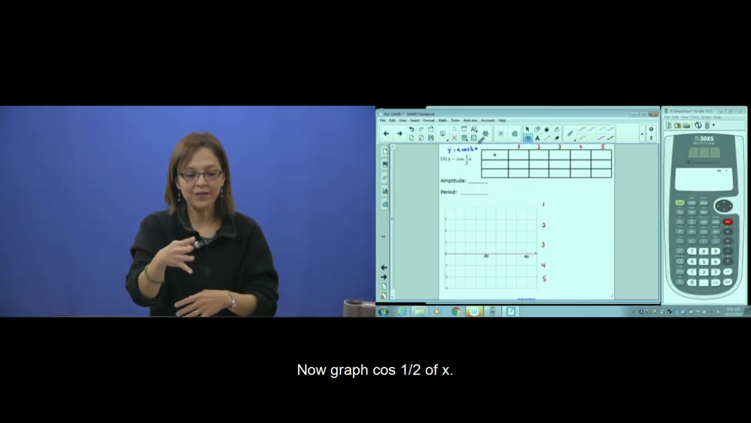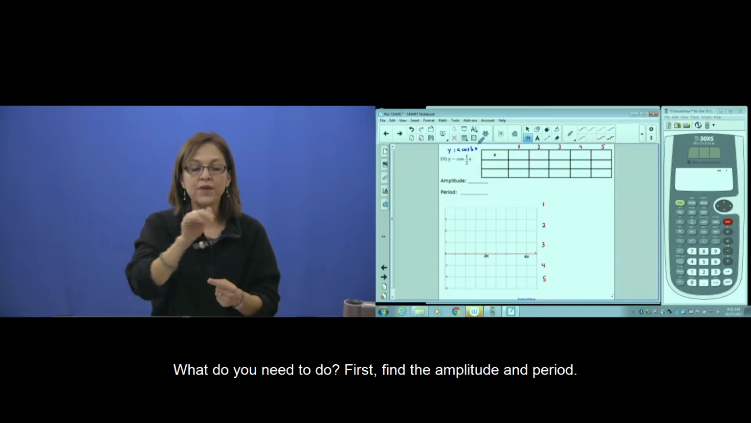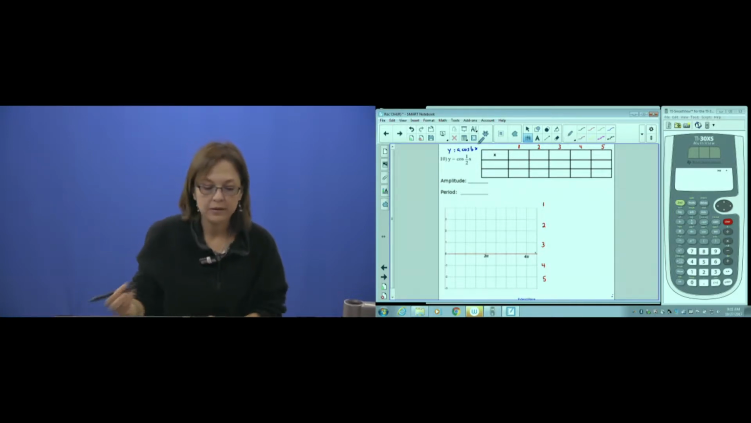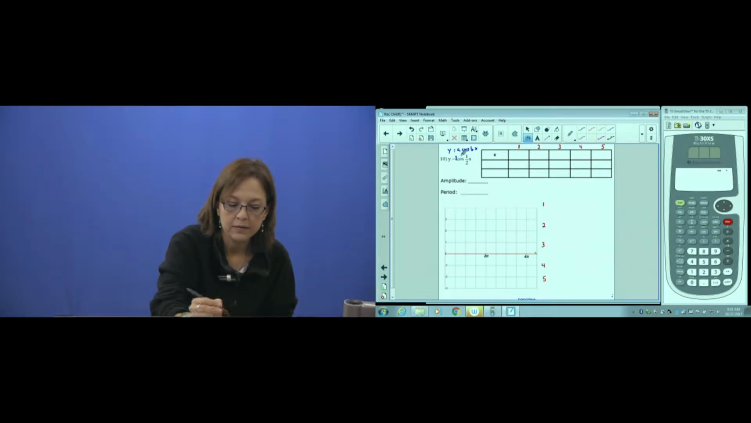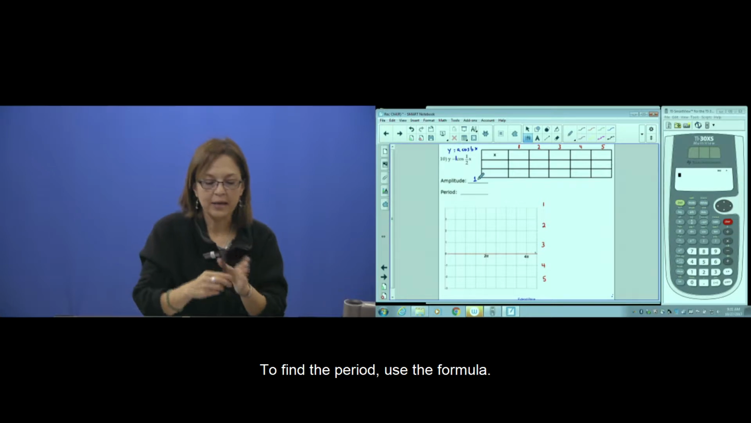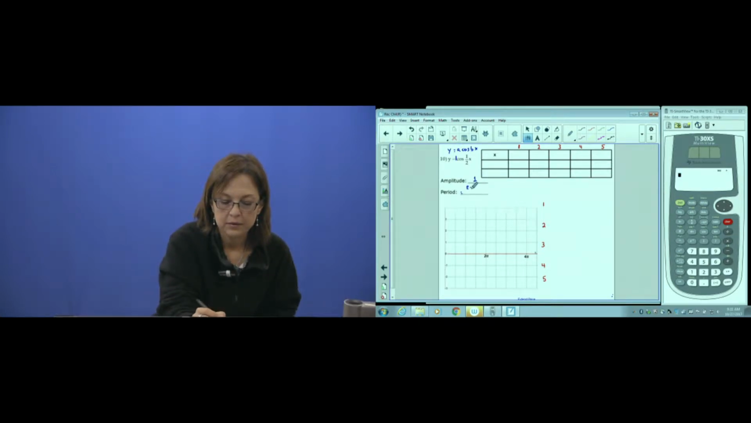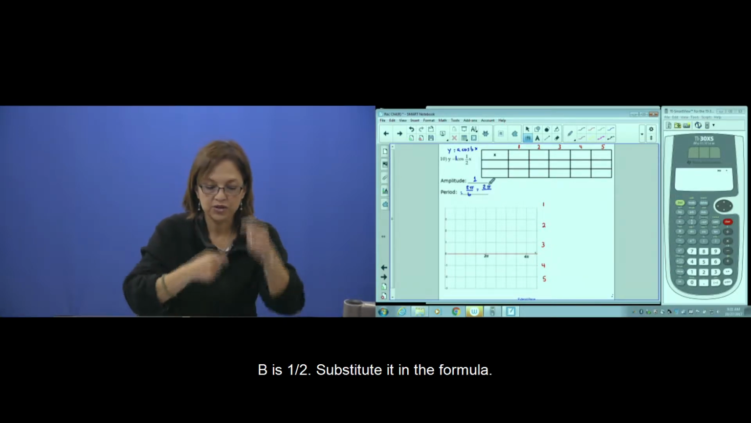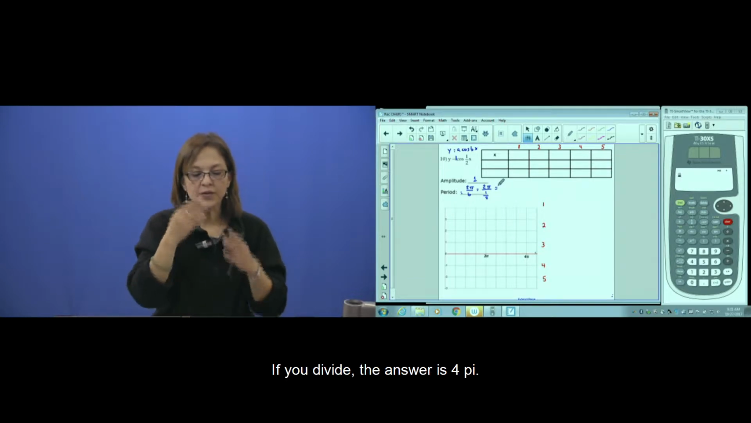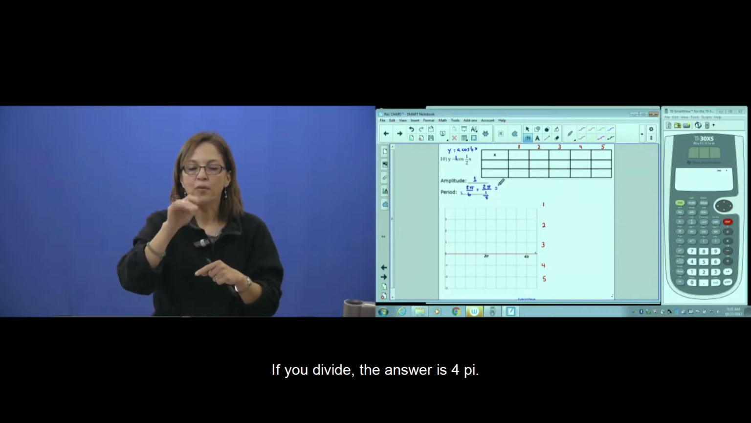Now, graph cosine 1/2 of x. What you do, first find amplitude and period. Amplitude is 1. Period. Use the formula. B is 1/2. Substitute. If you divide, the answer is 4 pi.